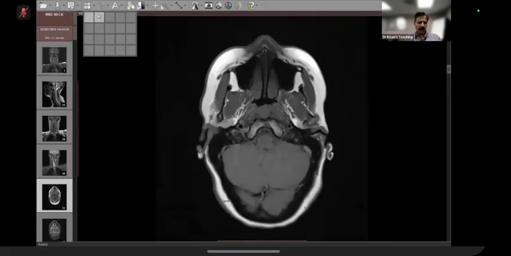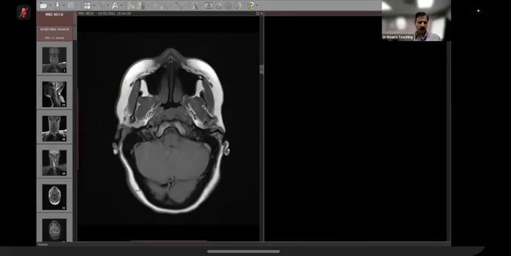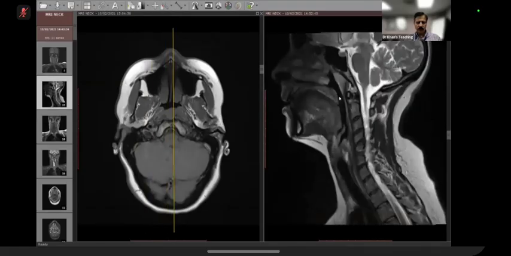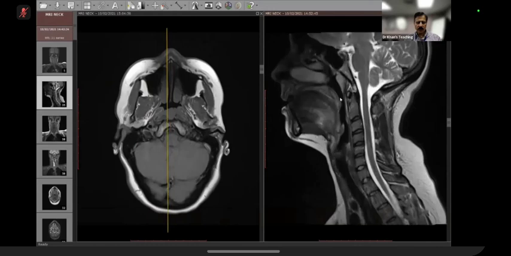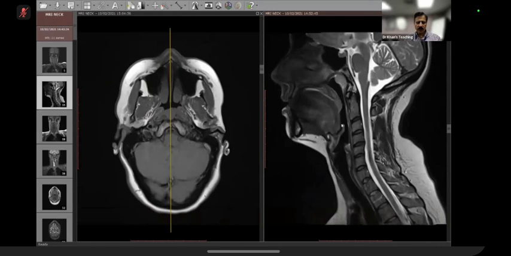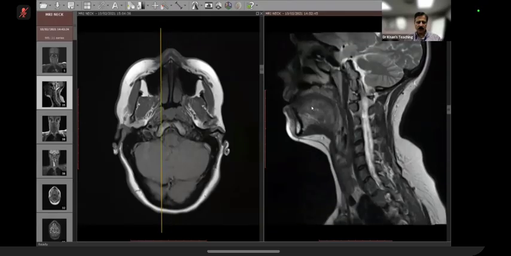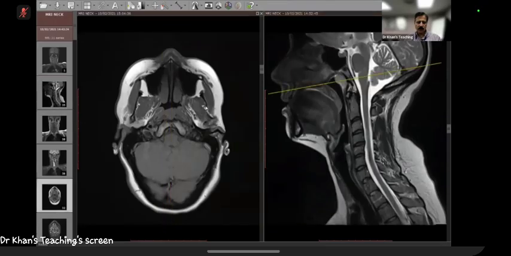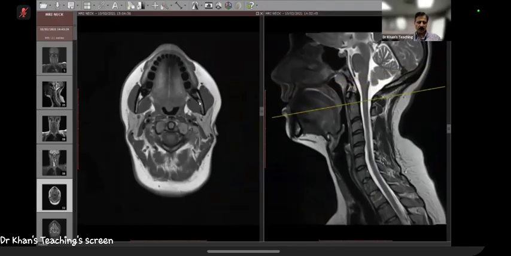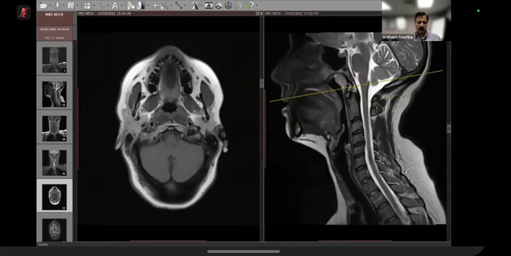So if we marry it with T2, just to orient you. If you see here, this is the tongue, this is the epiglottis, this is the soft palate. So from here to here is the base of the tongue, and this is part of the oropharynx. This area is our area of interest. Just now, as I'm passing through this part, you see the tongue is coming to view.